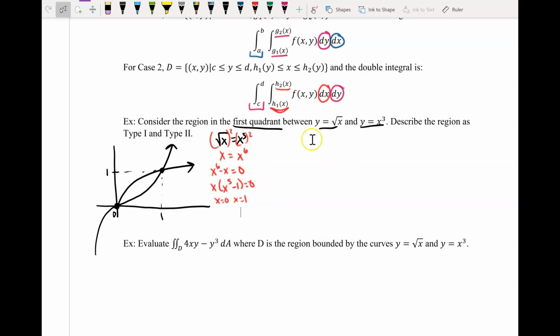All right, so now let's go ahead and describe it as a case 1. So the way that we're going to write it is that D is going to be all the values of x and y, such that y is going to be between two values, and x is going to be between two other values. This is how you're going to write it.